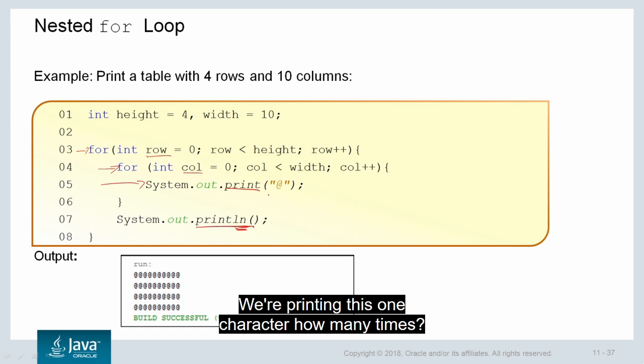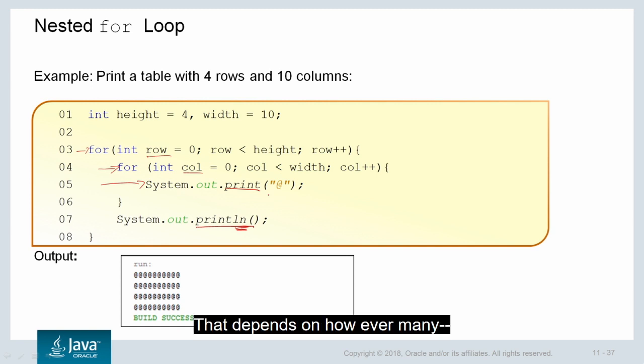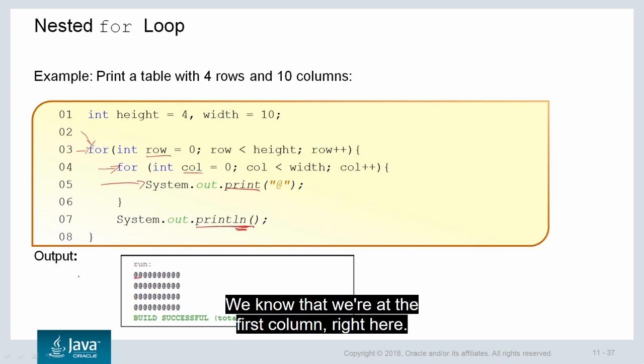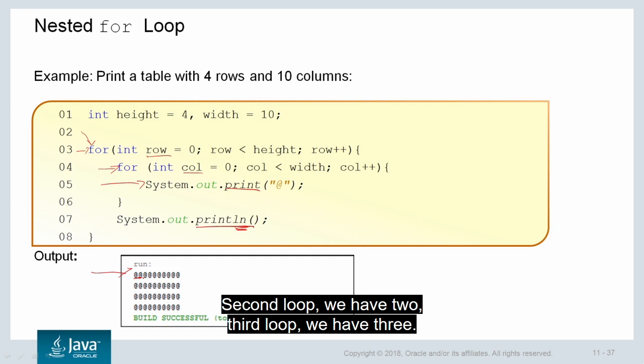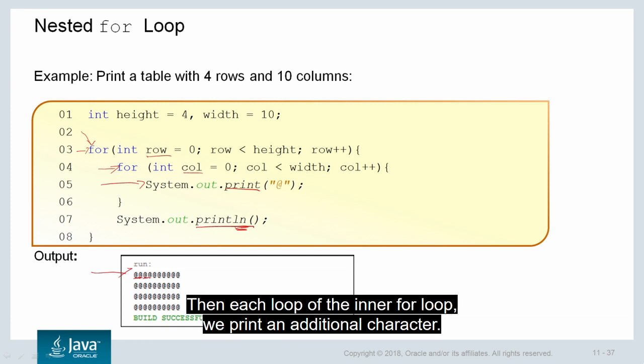We're printing this one character how many times? It depends on what width we want it to be. Okay, so the top for loop executes once. We know that we're at the first column right here. And then what do we do within this first column? We're going to print the at character how many times? Well, after the first run of the inside loop, we have 1 at character. Second loop, we have 2. Third loop, we have 3. Then each loop of the inner for loop, we print an additional character.